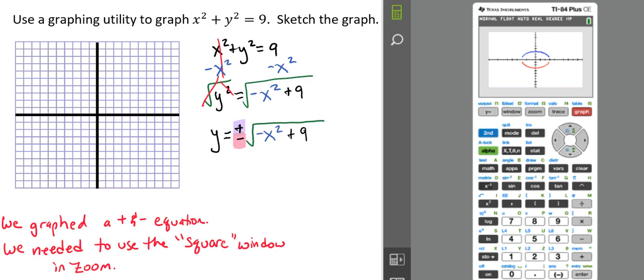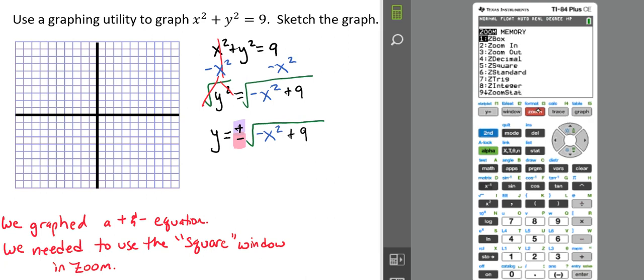So when we graph a plus or minus equation, we need to use the square window in Zoom. So what we're going to do now is we're going to hit the Zoom button, and we're going to hit square, which is our fifth option down. So we're going to hit square. And now we're going to get the circle that we know that we should have.